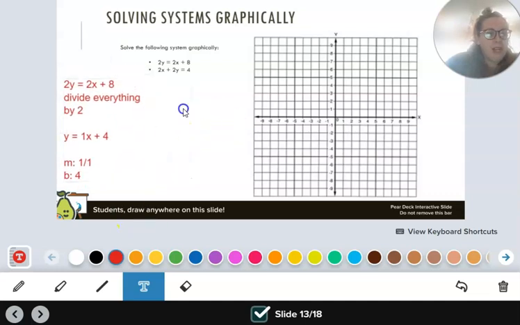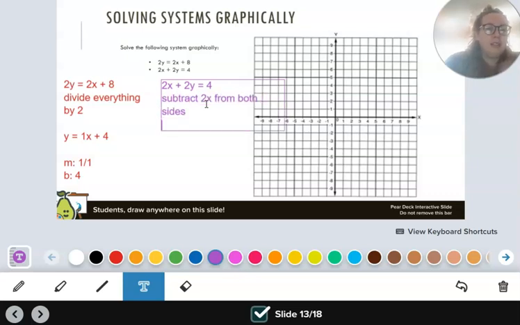Just going to put that over here. Our second line is 2x plus 2y equals 4. So first we're going to subtract 2x from both sides. Whatever we do to one side, we have to do to the other. 2x minus 2x is 0, so we just have 2y equals. We had that subtracted -2x and a +4.